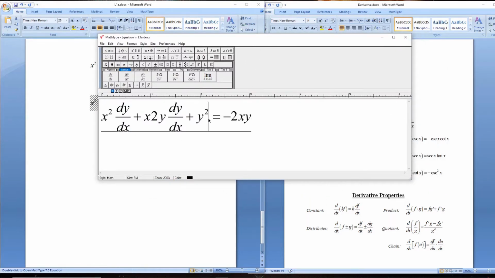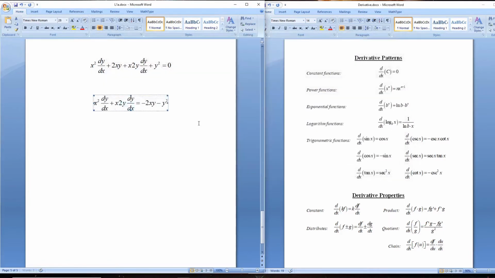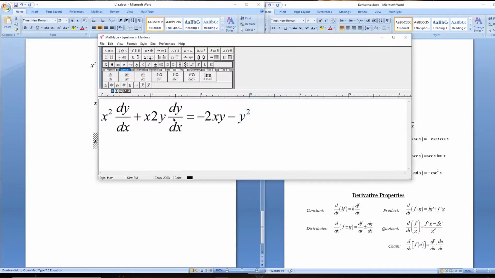This y squared, we can also move this to the right side. And now we have our dy/dx's all on the left side. And now what we're going to do is just factor this out. And let me leave that as a step, actually, right there. So now what we're going to do is factor the dy/dx. So there's a dy/dx in this term. There's a dy/dx here. We're going to factor it out.